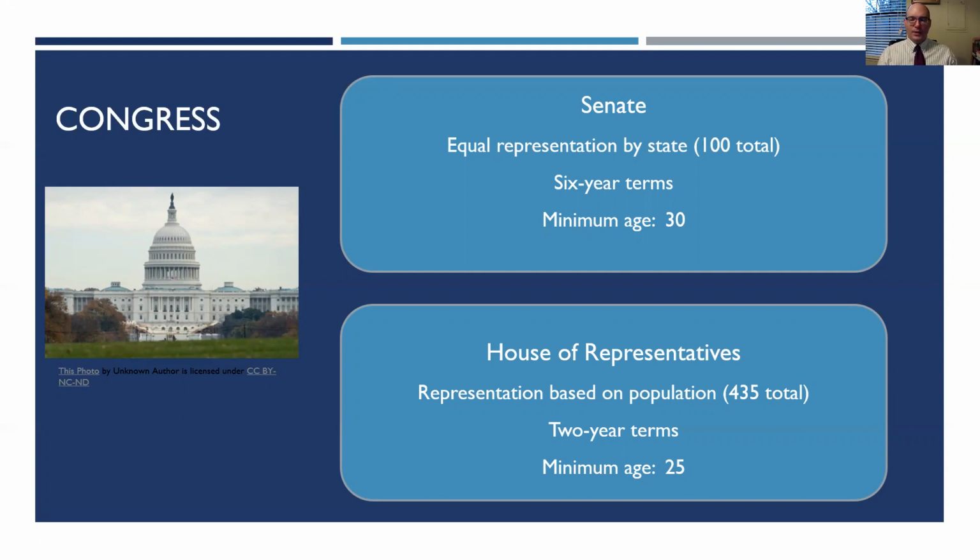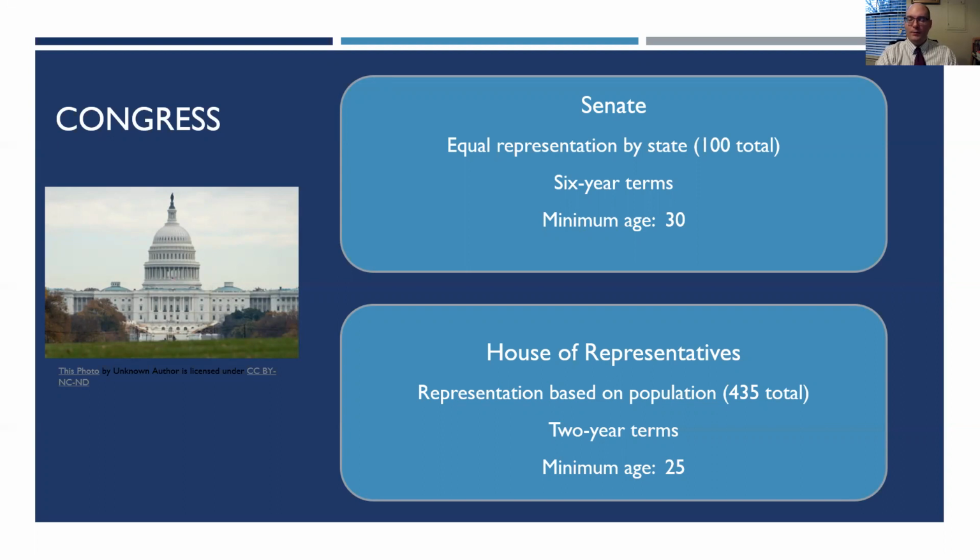The House of Representatives, sometimes called the lower body, their representation is based on population, okay? So California has more representatives than Texas. Texas has more than Virginia. Virginia has more than Wyoming, and so on, okay? So in the House of Representatives, representation is based on population. There are 435 representatives. They have 2-year terms.